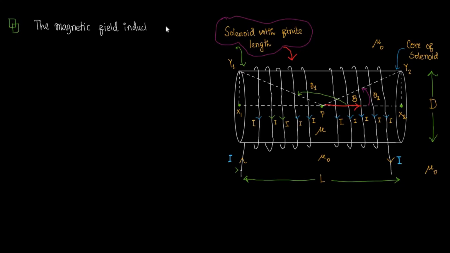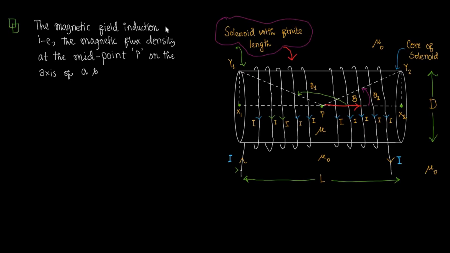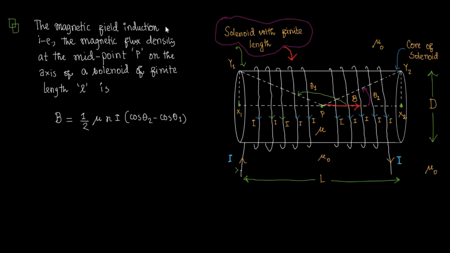The magnetic flux density, that is the magnetic field induction, at the midpoint P on the axis of the solenoid of finite length L is given by B equals half mu n I times cos theta 2 minus cos theta 1, where mu is the magnetic permeability of the cylindrical core.